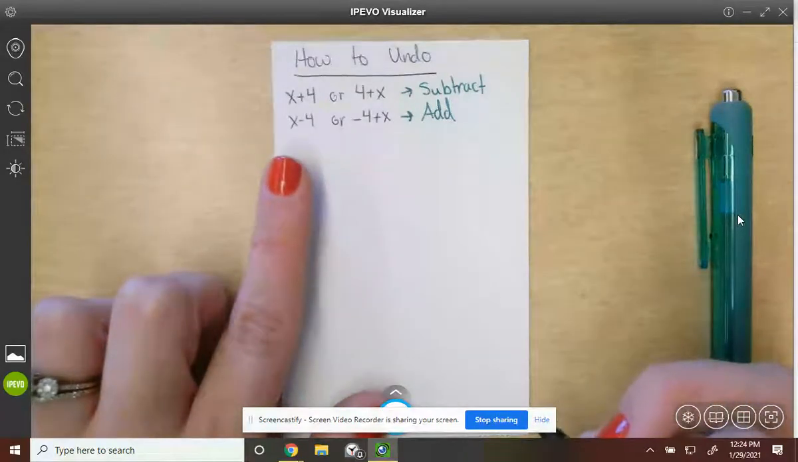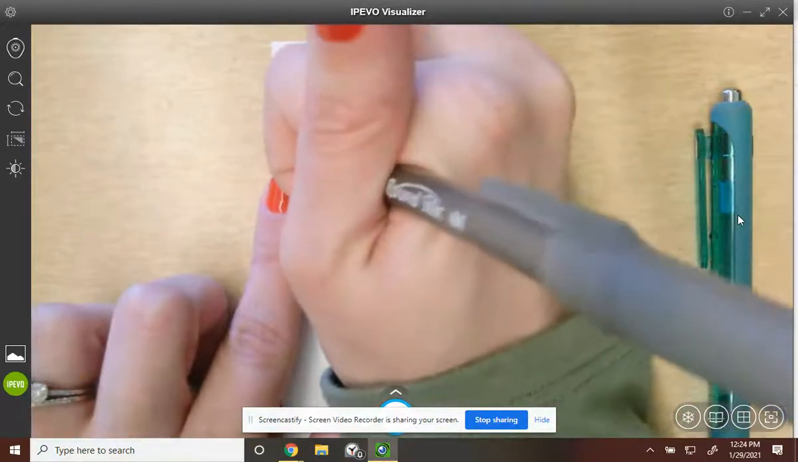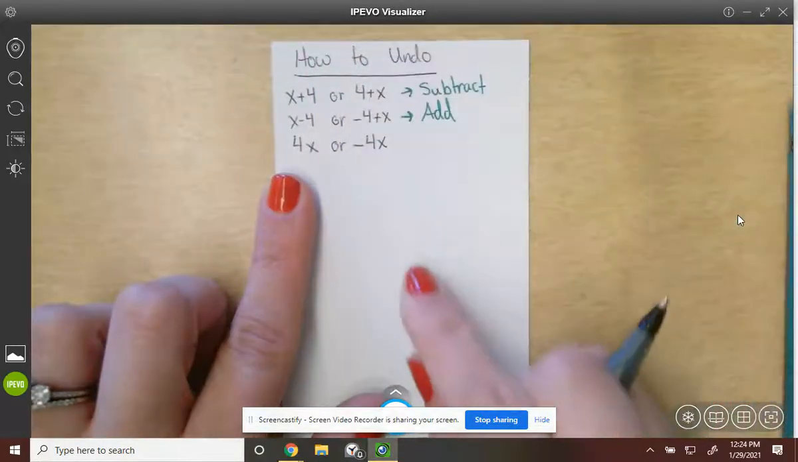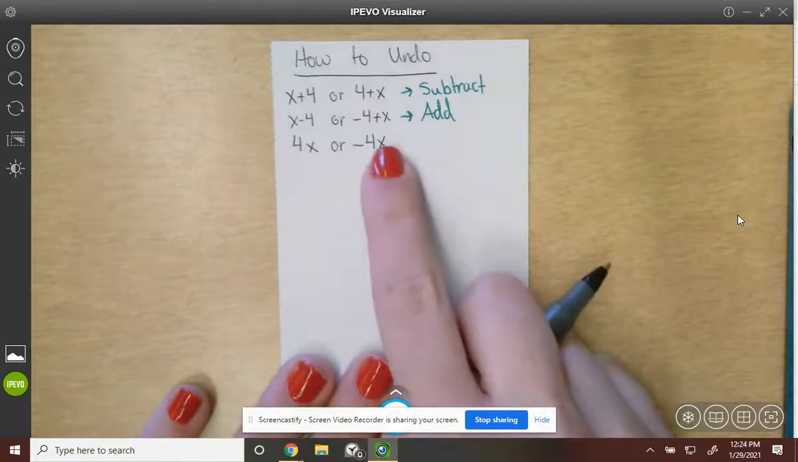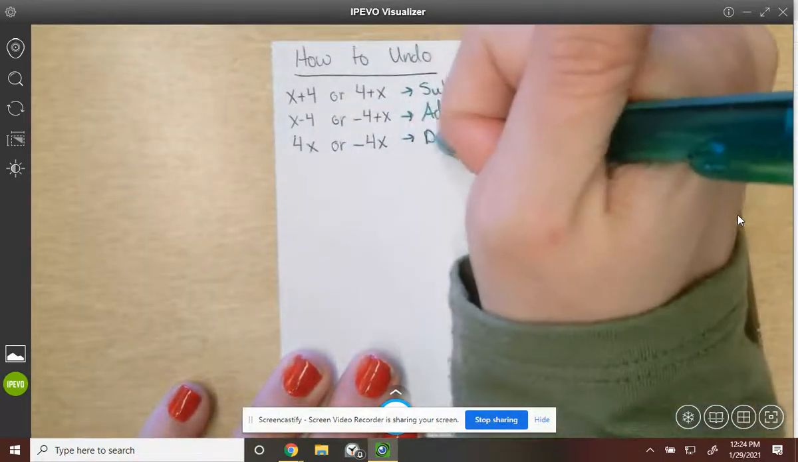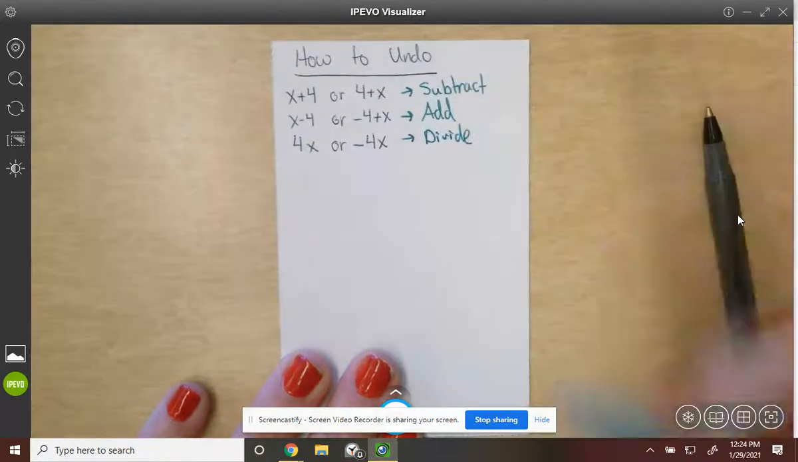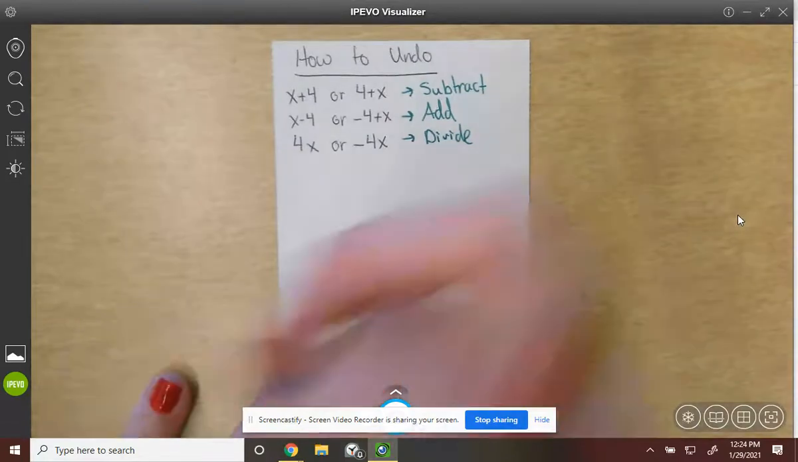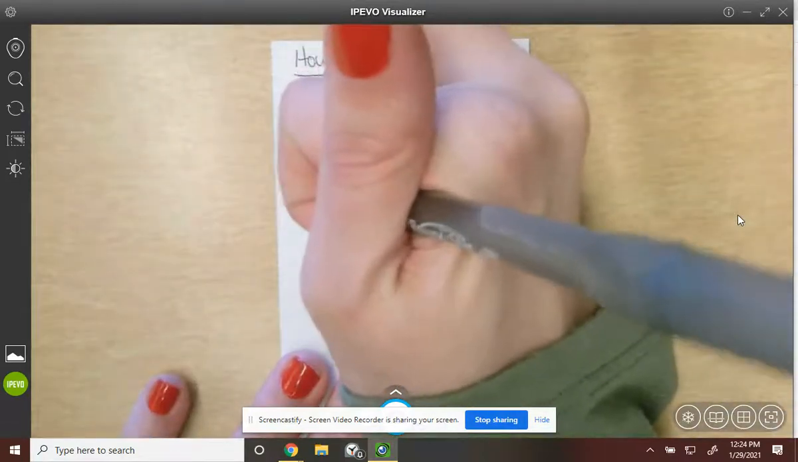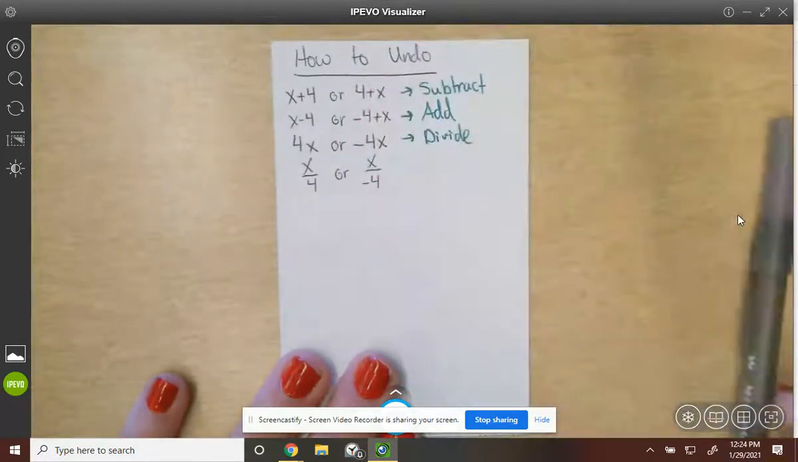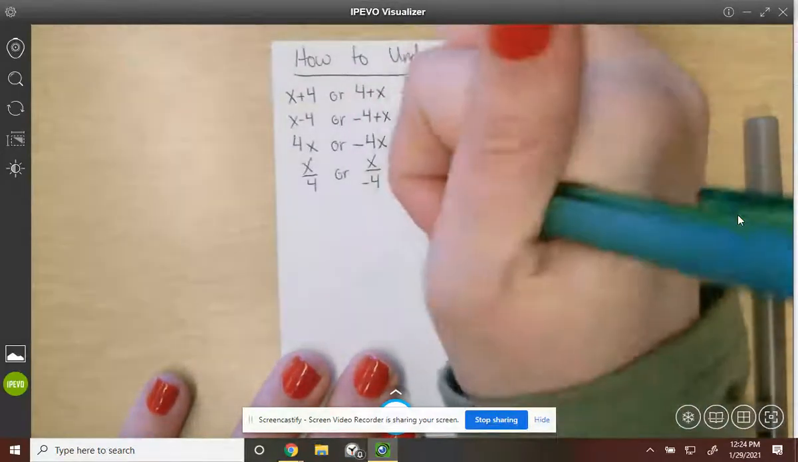This is the one that everyone always forgets. If I have 4x, or even if it's a negative 4x, I divide because they're being attached through multiplication there. And then the last thing that you could have is x over 4 or x over a negative 4. Yep.